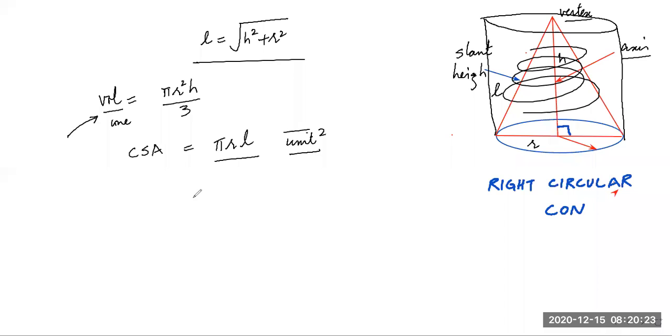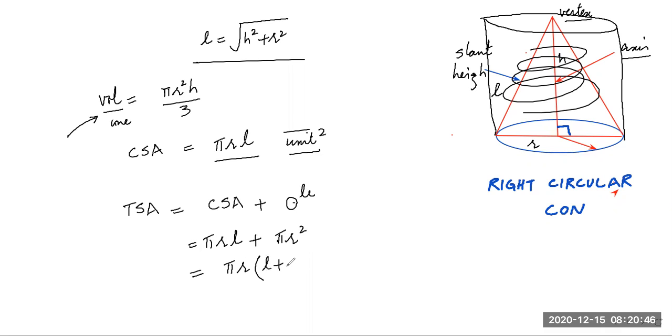And then comes the total surface area. Students, the total surface area would be the curved surface area plus the area of the circle. There's a circle on the bottom also, right? So it will be pi r L plus the area of the circle, that's pi r square. So the total surface area of the cone, taking pi r common, is pi r times (L plus r) unit square. This is the total surface area of the cone.